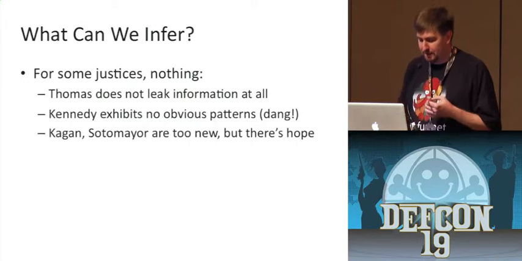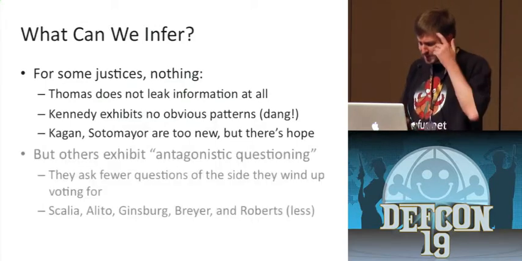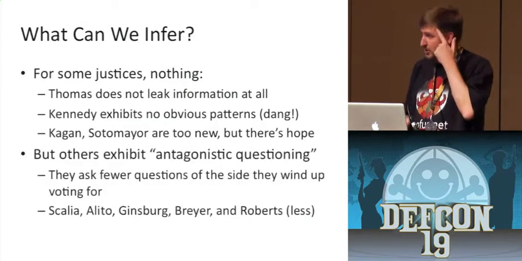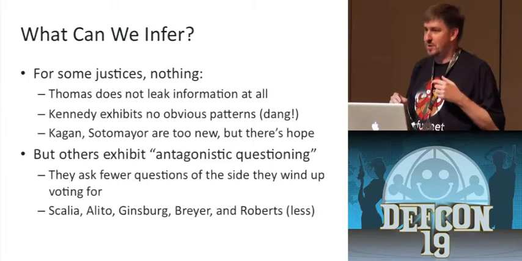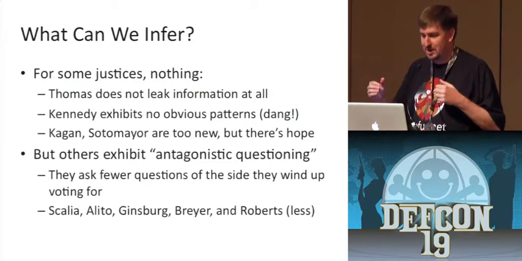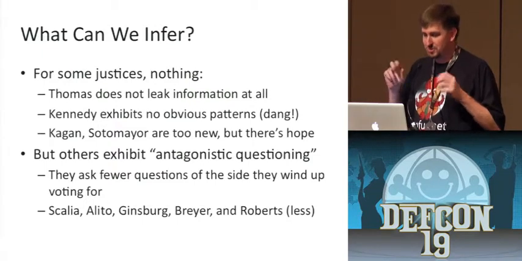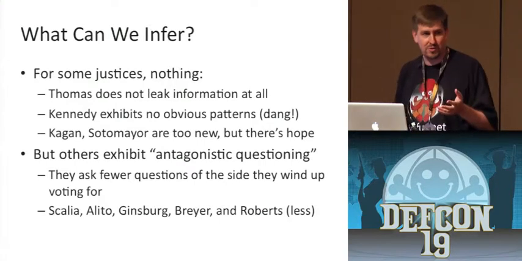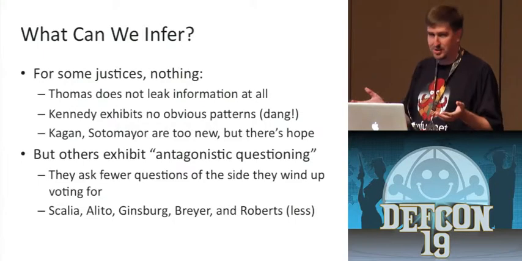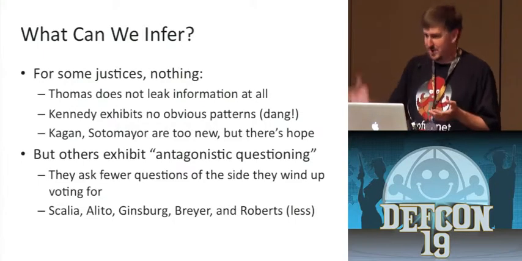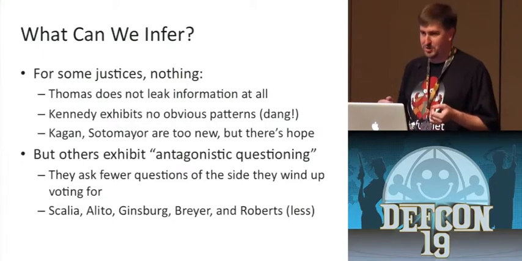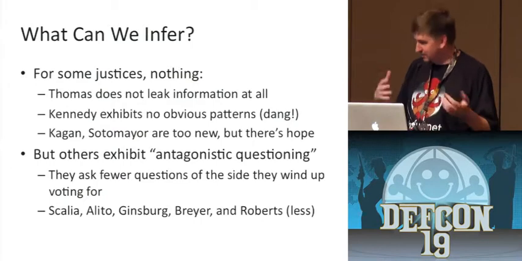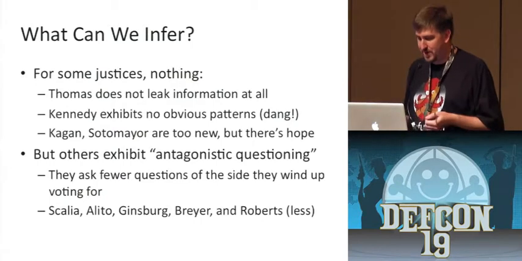But for the remaining 5, they exhibit what I would call antagonistic questioning. In other words, if you count up the questions that they ask, whatever side they're going to vote for, that's the side they're going to ask fewer questions of. And this is generally true. And it sort of makes sense, right? If someone stands up in front of you and is espousing a position that you disagree with, you might tend to kind of get into it with them. And if somebody's just saying stuff you totally agree with, you might kind of let them off the hook and not bother them so much.